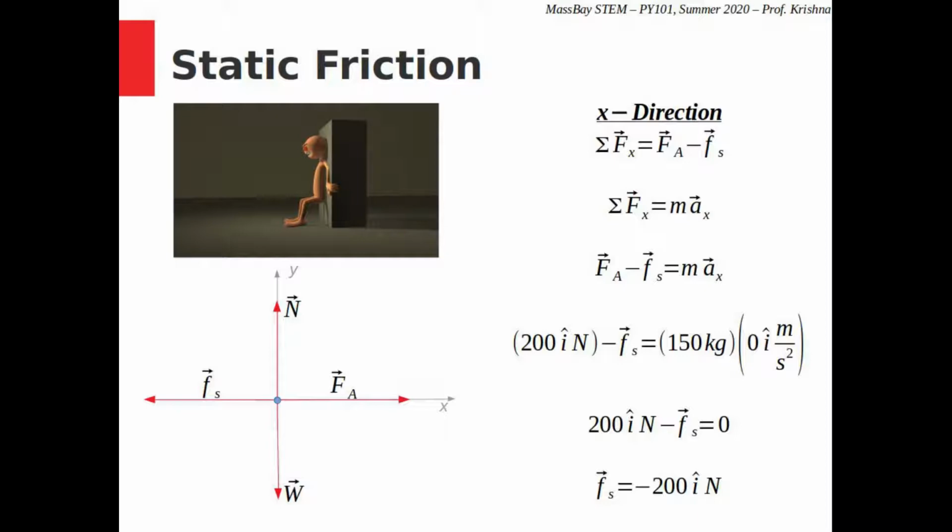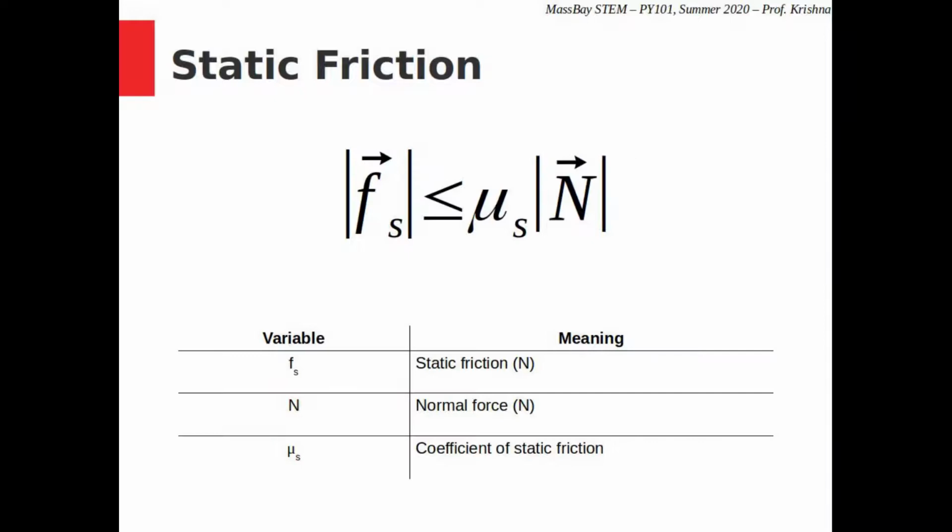The size of the static friction changed. Static friction is capable of growing larger or smaller based on the size of other forces to prevent motion. If you push with 100 newtons, static friction increases to 100 newtons. If you push with 200 newtons, it increases to 200 newtons. In fact, here's the equation for static friction.